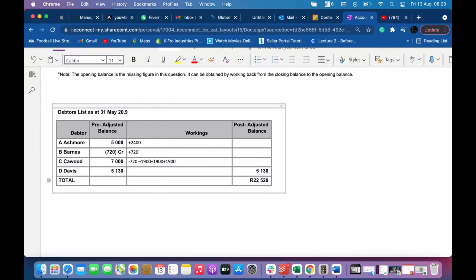So alternatively, you can just make it a positive 3,800 and you are done. Okay, right. Yep, that is all you need to do there.